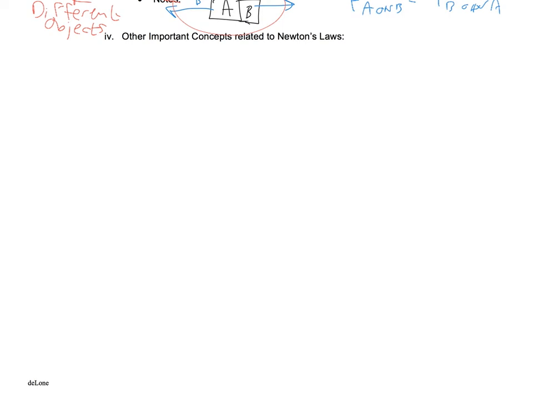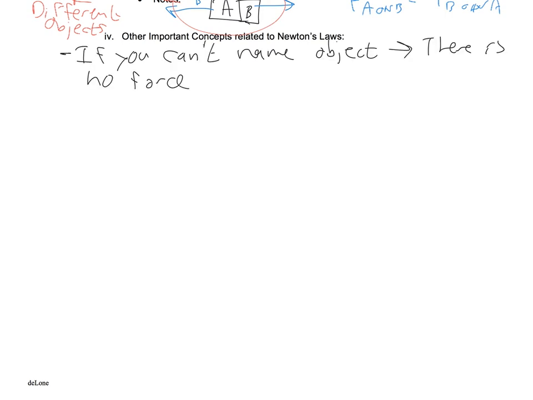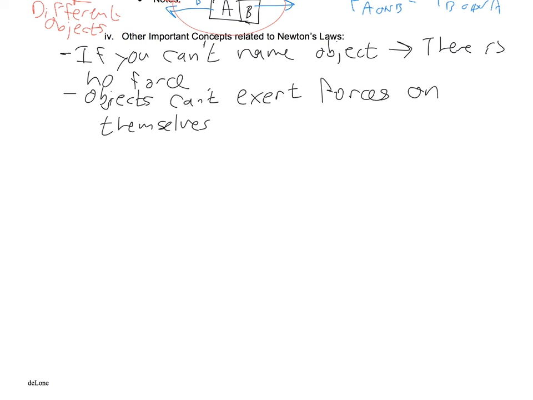Okay, moving on to some other concepts related to Newton's laws. The first thing to keep in mind is that if you can't name an object creating a force, then there is no force, all right? So keep that in mind. You need to have an object creating a force. The other really big one to keep in mind is that objects can exert forces on themselves. So as you're going through trying to explain a lot of these, keep those two big things in mind.